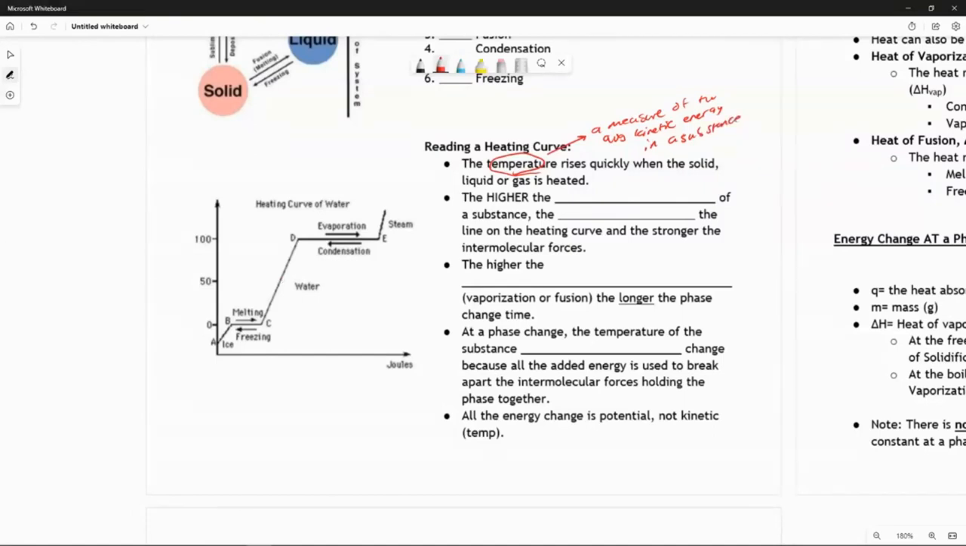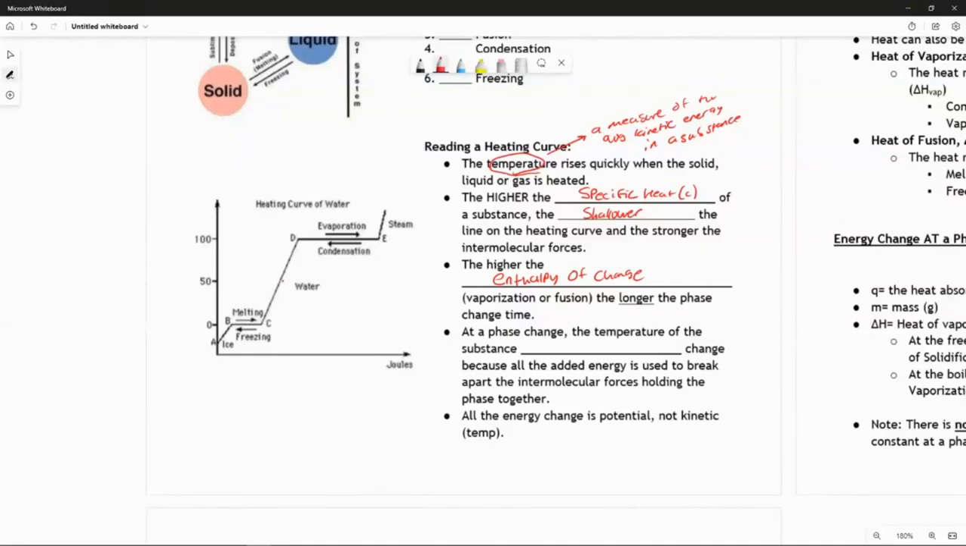The higher the specific heat, and this is C, of a substance, the shallower the line on the heating curve, and the stronger the intermolecular forces. That means the higher the enthalpy of change, the longer the phase change time.